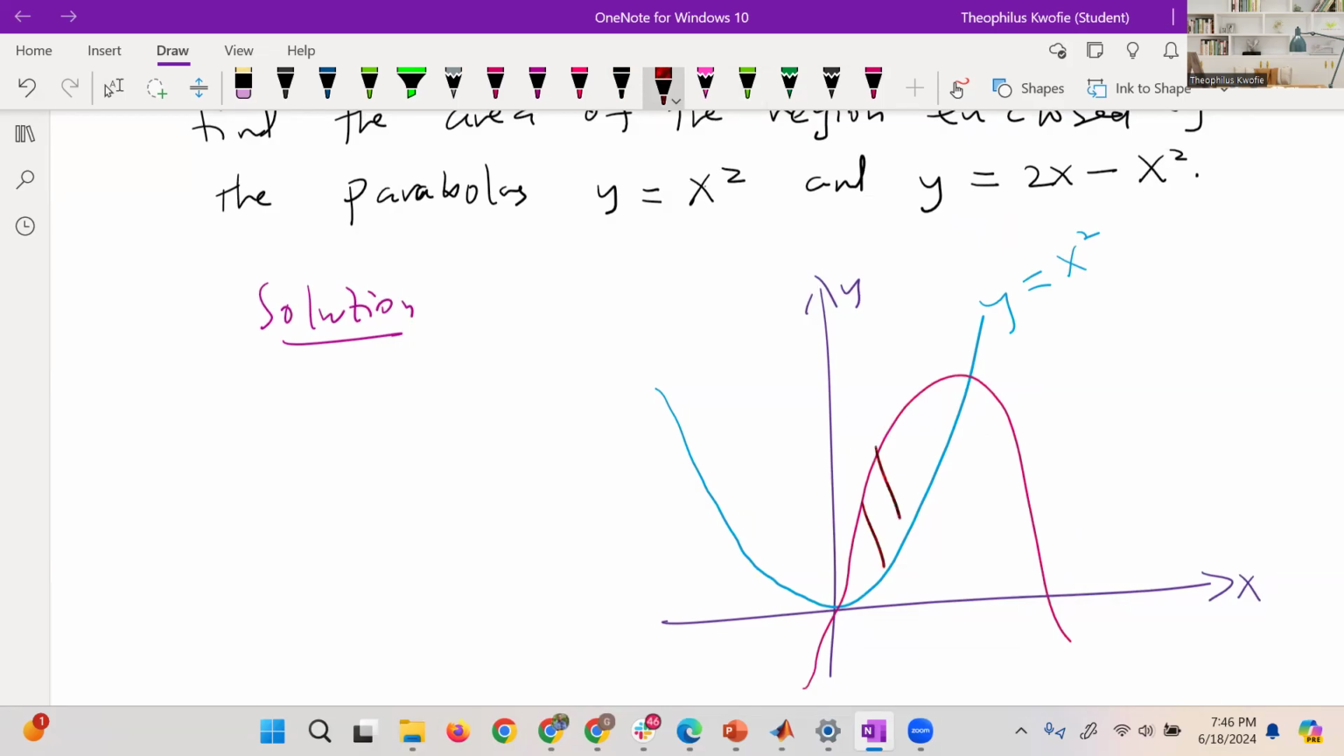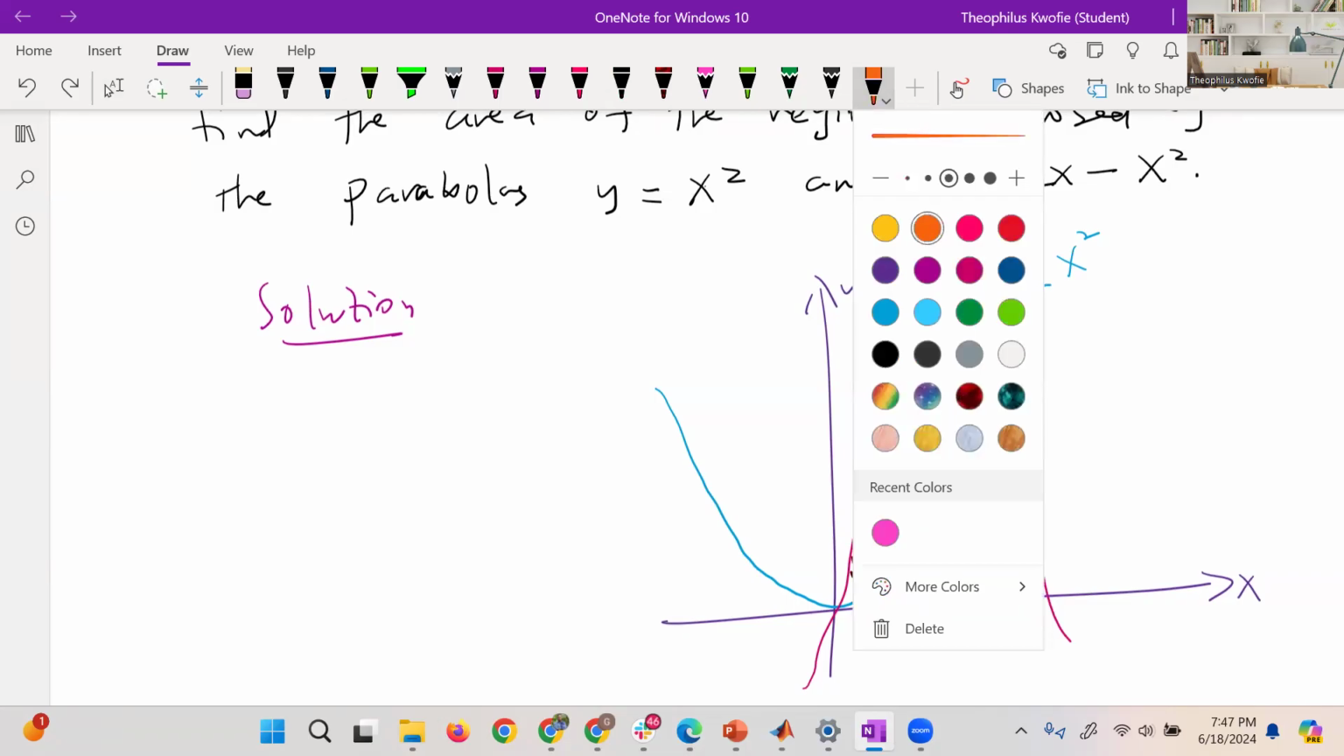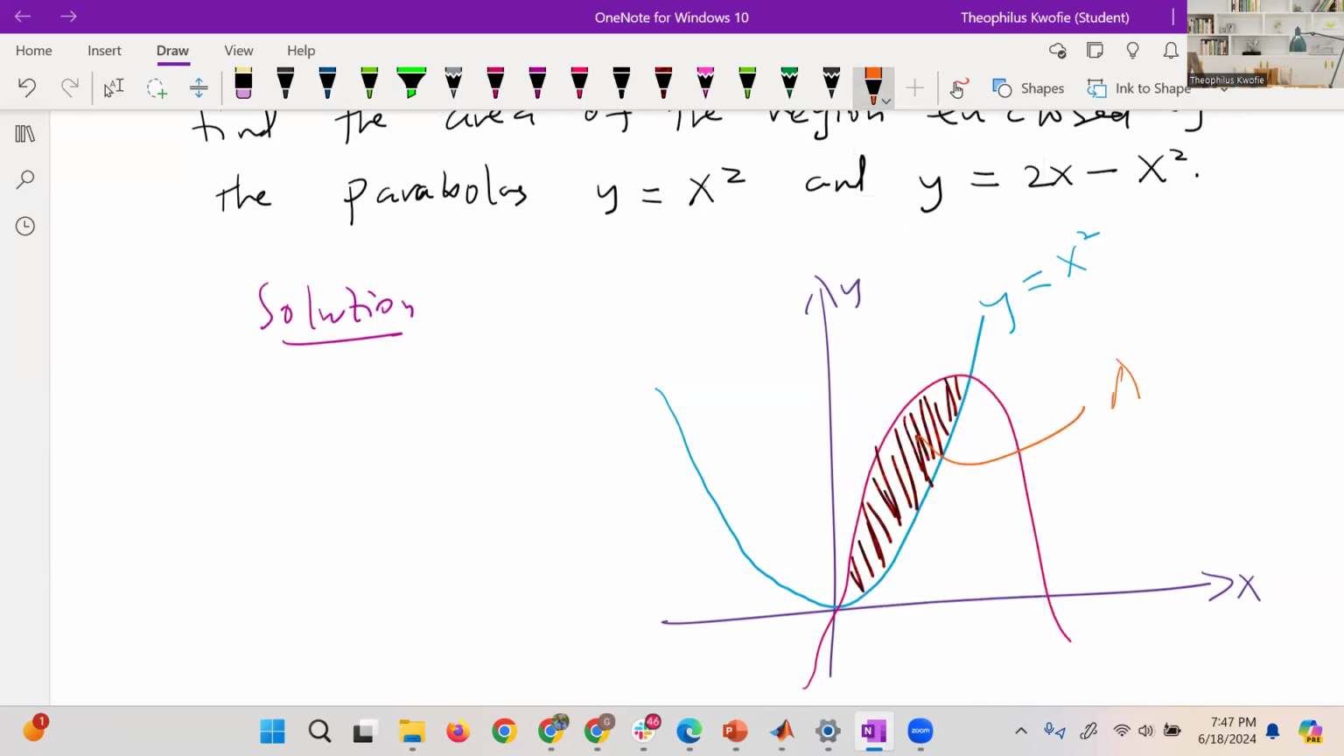We see that this region is bounded by the points of intersection. So this is the area that is enclosed by the two curves. Very good. This side is what we call the area, so let me use a different pencil. This side is your area that is enclosed by these two curves.